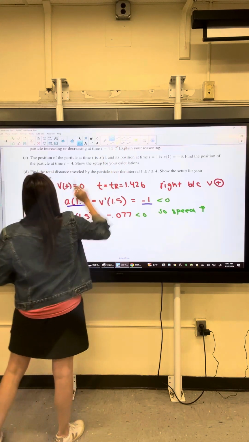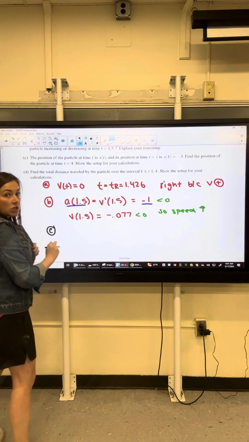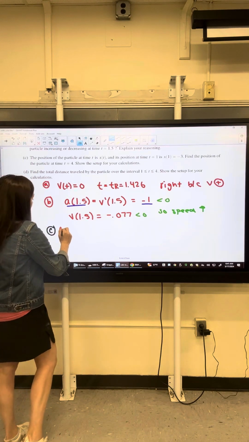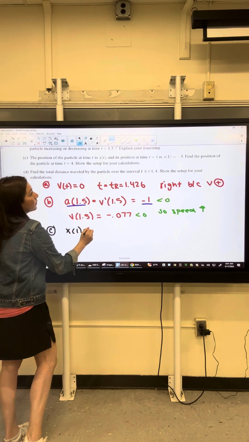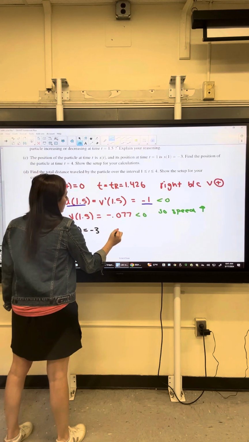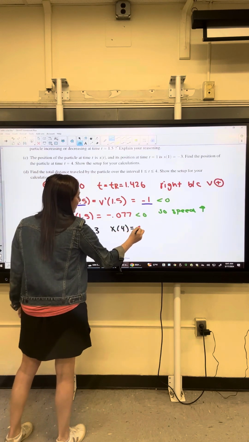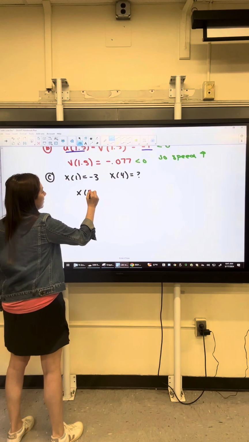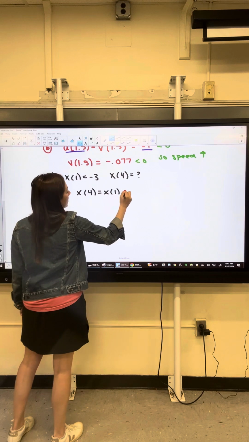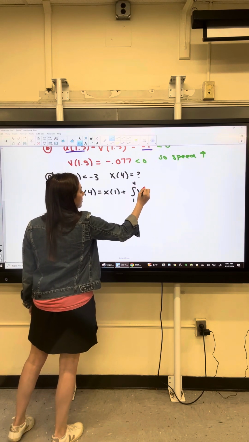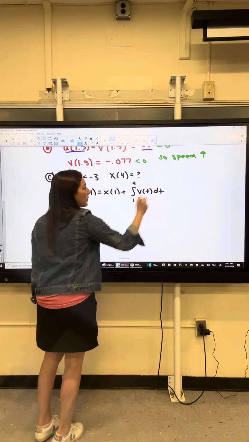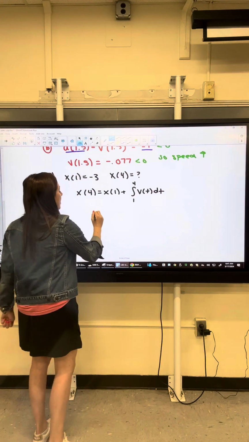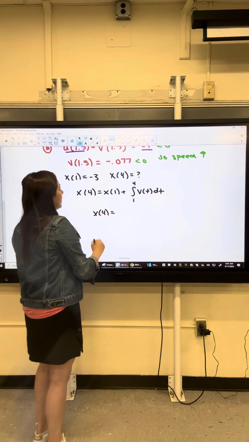And then letter C, my kids know this is my favorite. They give us the position of the particle. They give us an initial condition. They say x of 1 is -3, and they want us to find x of 4. Okay, my favorite, what I want equals what I'm given plus the integral between the two. That's me showing the setup for my calculations, and then we can just type this straight into our calculator and give them the answer.